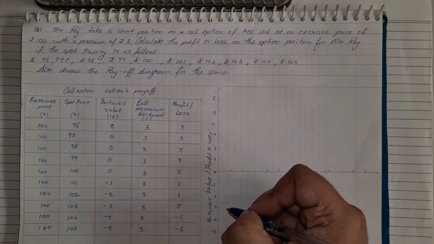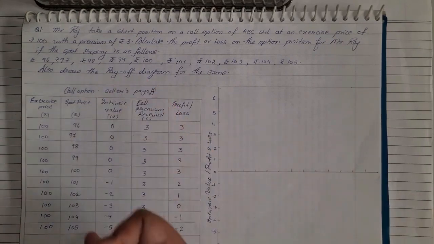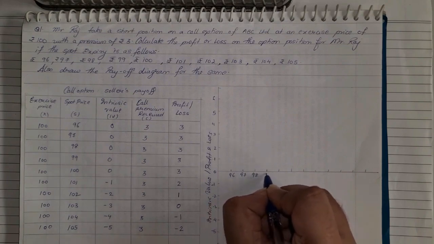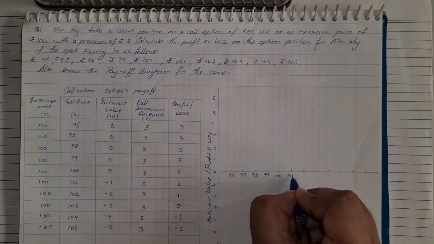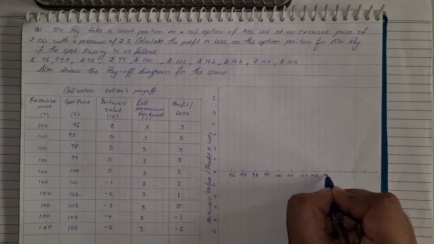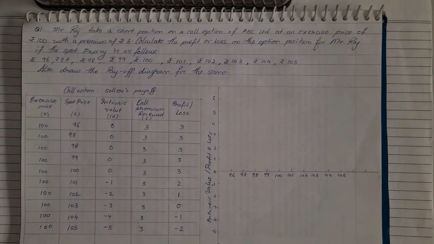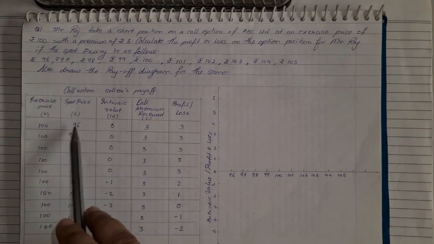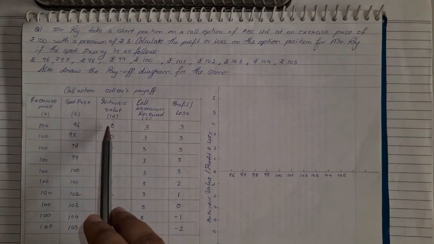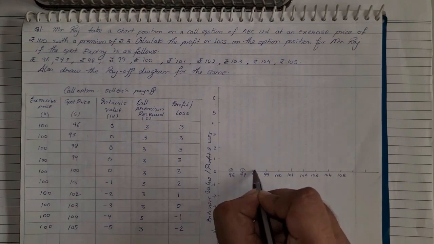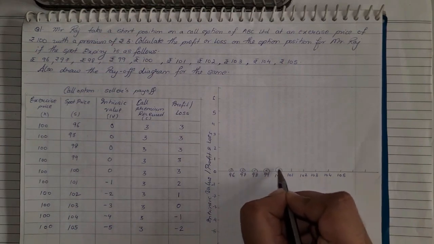Now for the x-axis, we need to write all our spot prices. We're starting from 96, so we'll note down 96, 97, 98, 99, 100, 101, 102, 103, 104, 105. The last is 105, that's the spot. Now, let us start plotting all the points of intrinsic value and profit and loss. When the spot price was 96, the intrinsic value was 0. At 97 also it was 0. 98, 0. 99, 0. 100, 0.